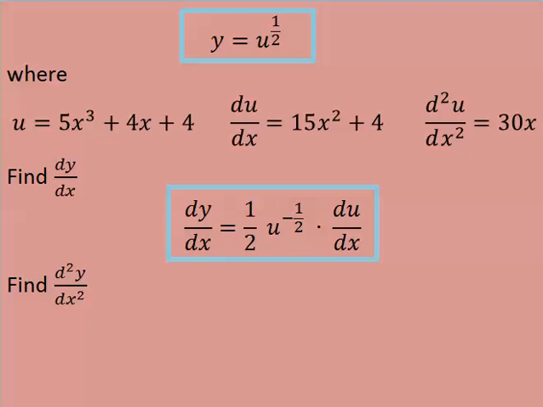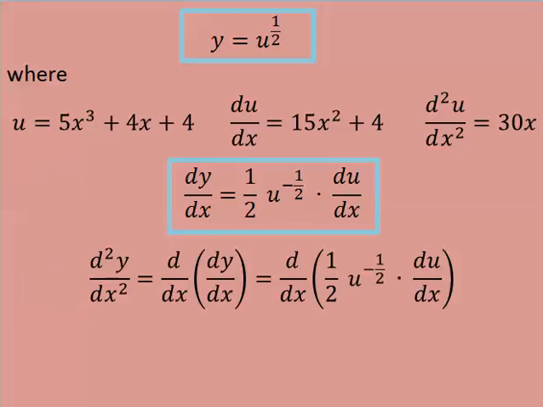And this is what I get. Now I have to use the chain rule, and again that's because u is a function of x. And I am now ready to look for the second derivative of y. Now, the way that I view it here is the second derivative of y is the derivative of the first derivative of y. So I know what dy dx is, and I'd like to take the derivative of that with respect to x.